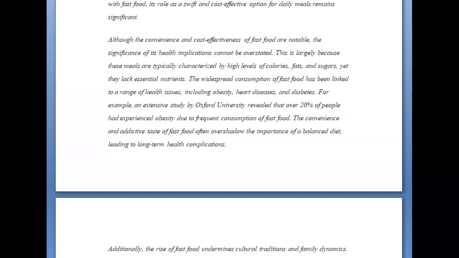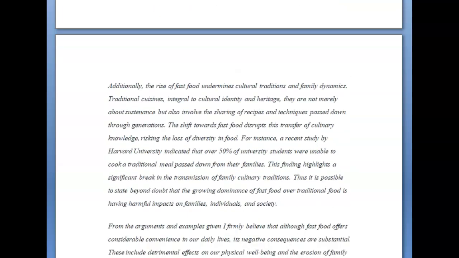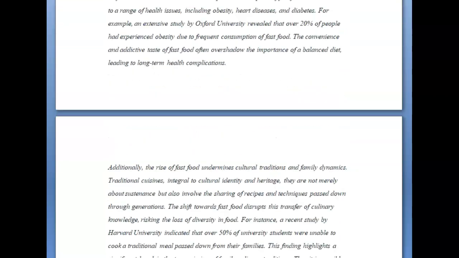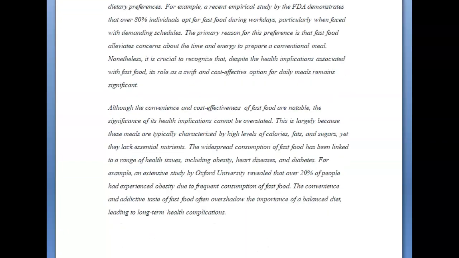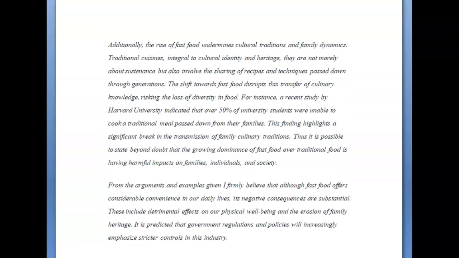You don't really experience obesity, you develop obesity or you become obese. The convenience and addictive taste of fast food often overshadow the importance of a balanced diet, leading to long-term health complications. Okay. All right. Why do you have another paragraph here? You really didn't need it. It's already very long, so I'm not sure why you would have done that.